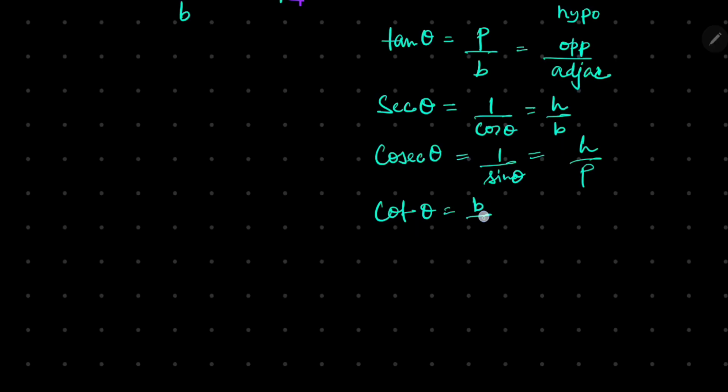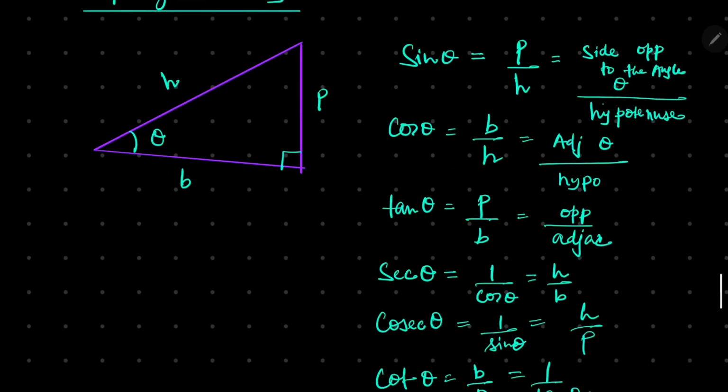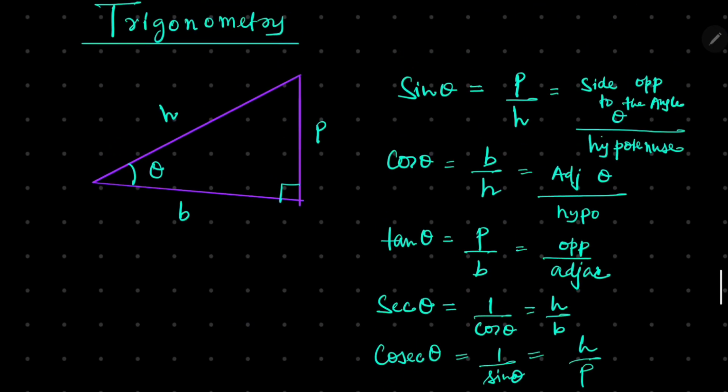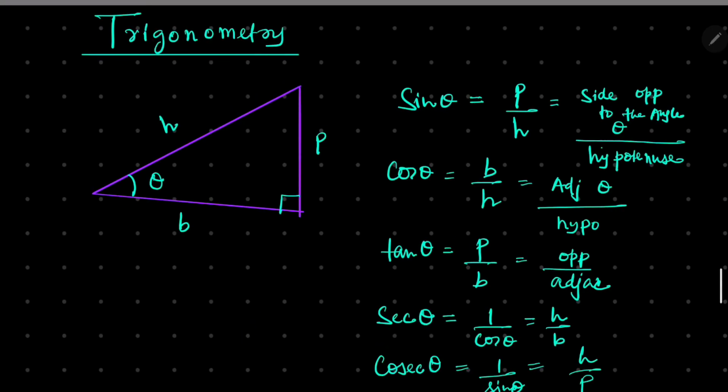So it will be b upon p, or you can say 1 by tan theta. So these are the 6 trigonometric ratios which you have to be aware of, and you must understand that while defining sine theta, I have used p, the perpendicular, which is opposite to the angle theta, right?